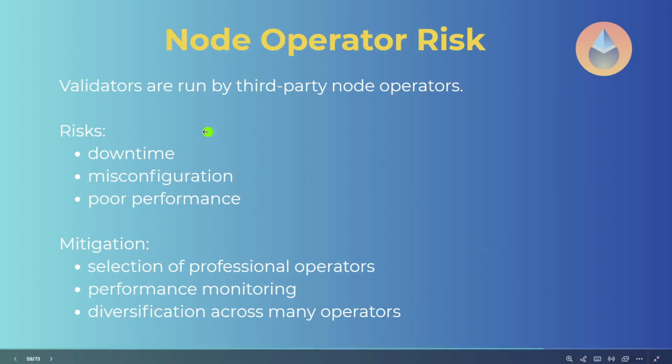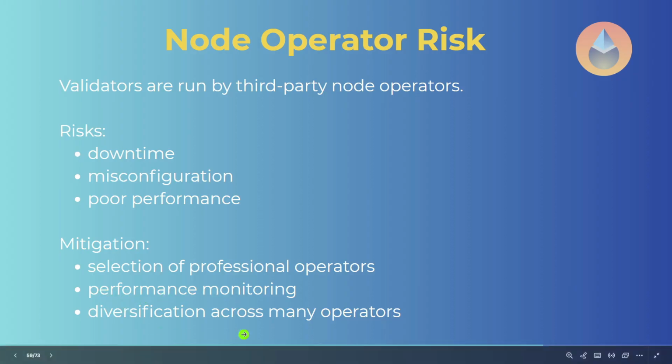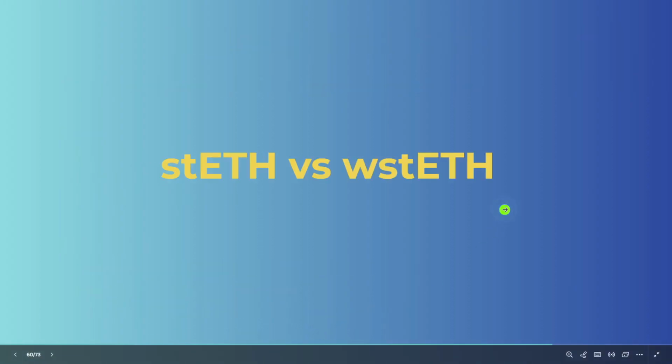Node operator risks. Validators are run by third-party node operators, so the risks are downtime, misconfiguration, poor performance. Mitigations are selection of professional operators, performance monitoring, diversification across many operators.